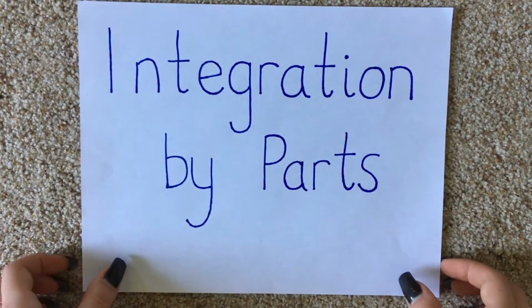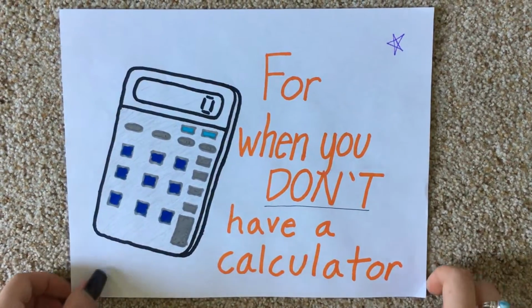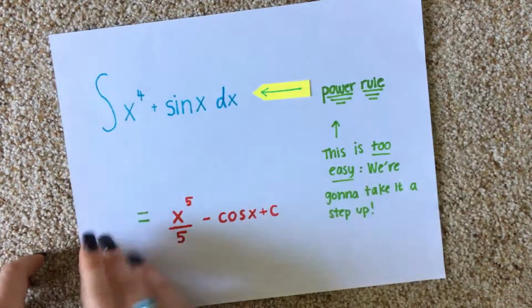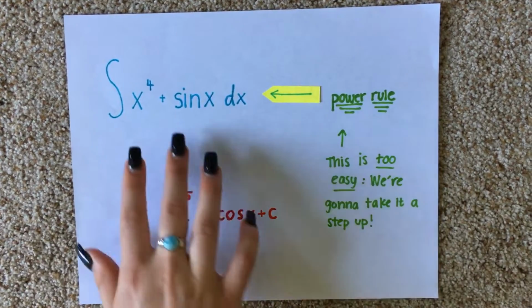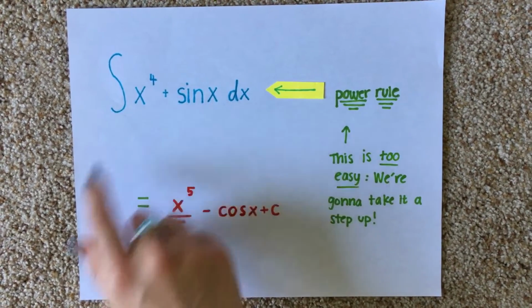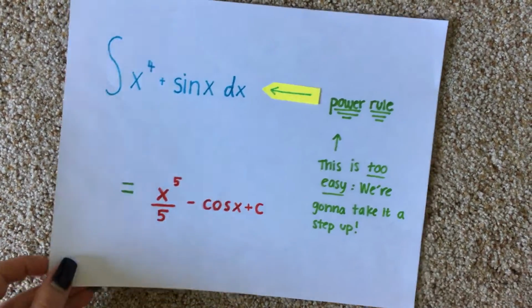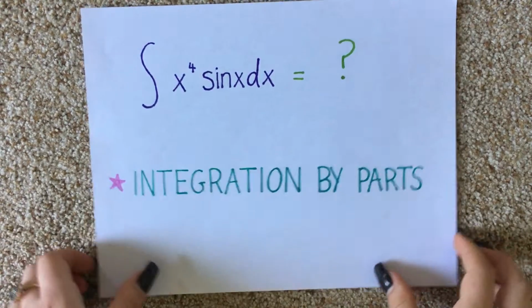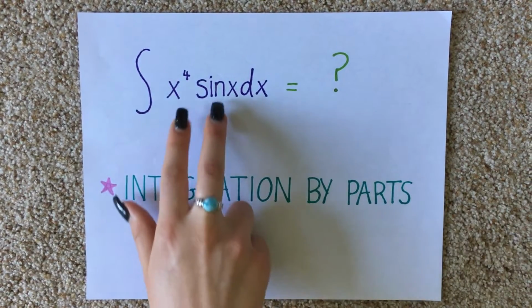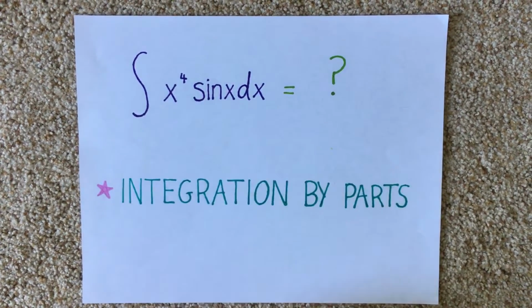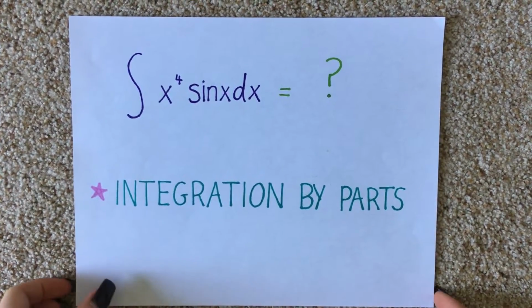Okay, today we are going to learn integration by parts, and that is for when you do not have a calculator. Right now we already know how to integrate something with two components that are added or subtracted together, and that's kind of like the inverse of our power rule. But now we're going to learn how to integrate something without a calculator that is those same two components connected by multiplication, and the way we do that is with integration by parts.